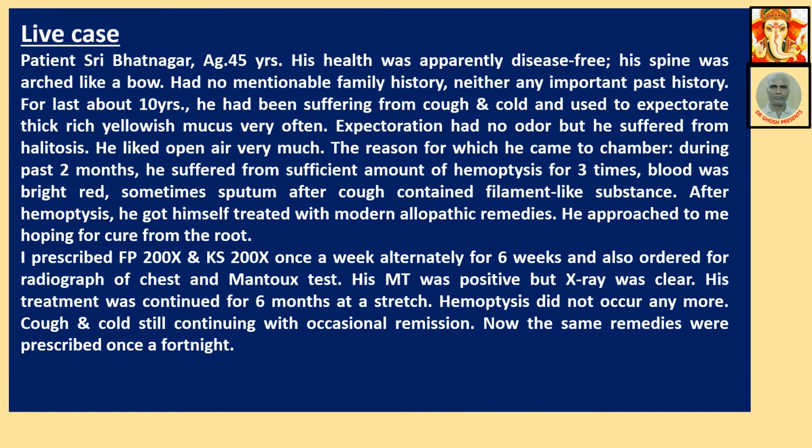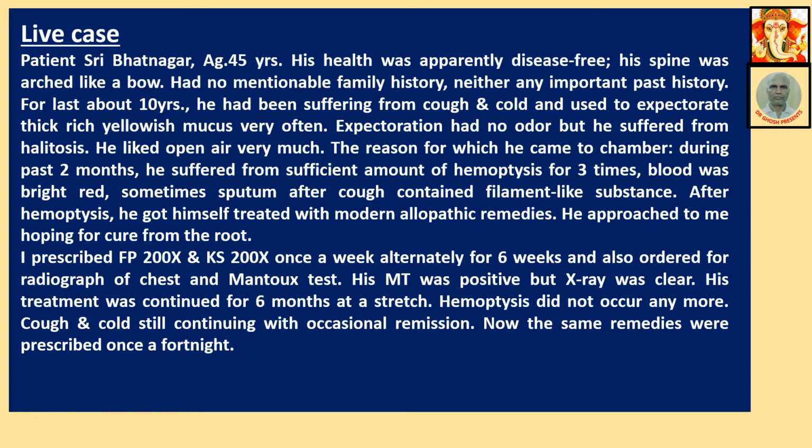Like this patient, Mr. Bhatnagar, aged 45 years, his health was apparently disease-free. His spine was arched like a bow. He had no mentionable family history, neither any important past history. For the last 10 years, he had been suffering from cough and cold and used to expectorate thick, rich, yellowish mucus very often. Expectoration had no odor, but he suffered from halitosis, bad breath.